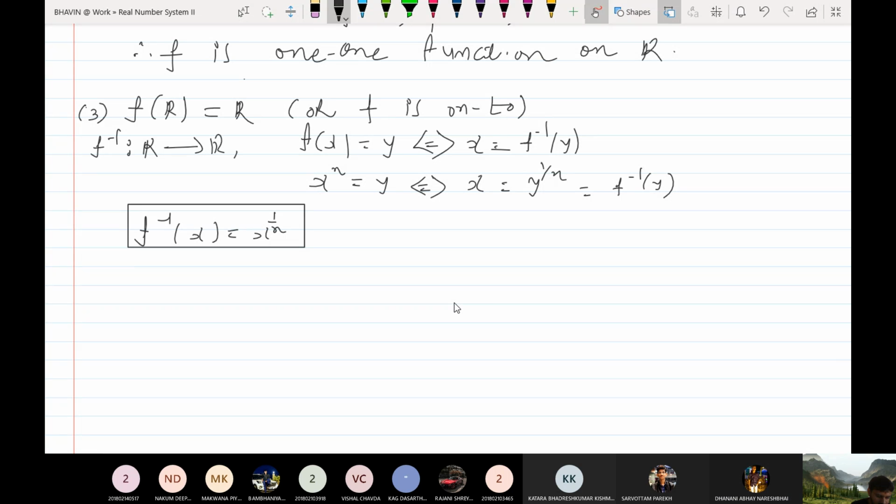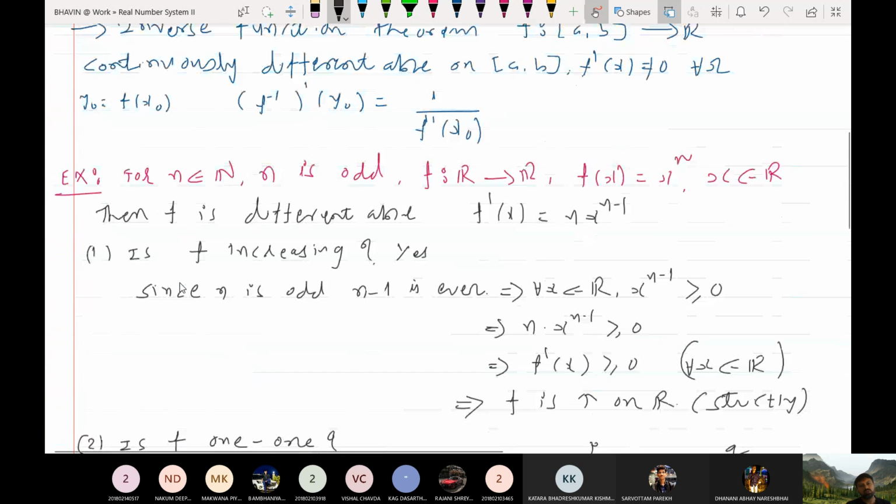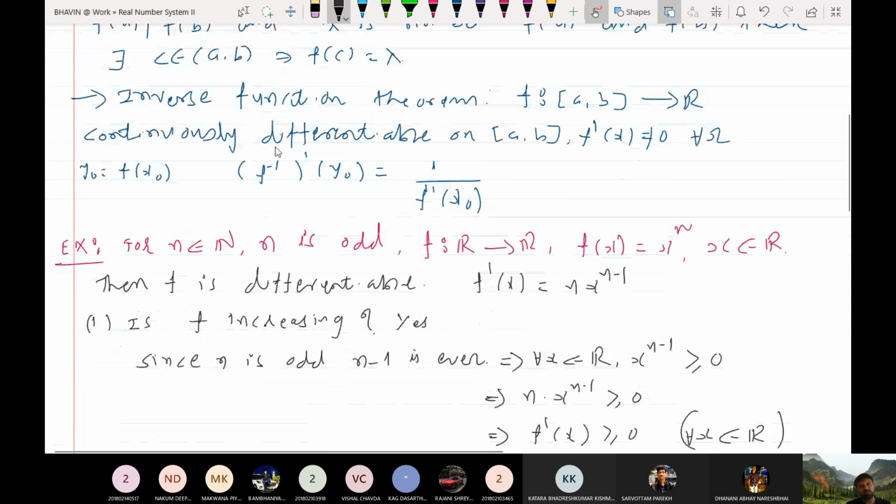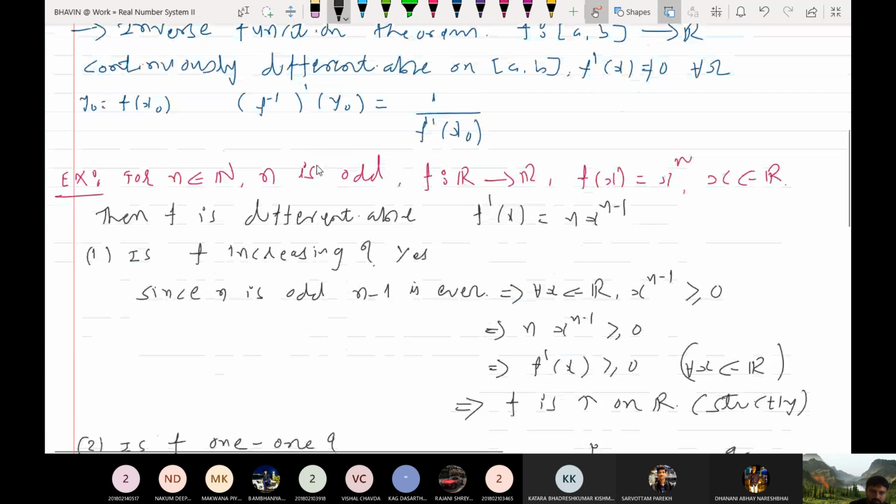Fine. So this is the inverse function, f inverse x. You may say this to be g(x) also. Now, what is the inverse function theorem? I want to just show you an application of this inverse function theorem. The derivative of f inverse at y0 is equal to 1 upon f dash x0.